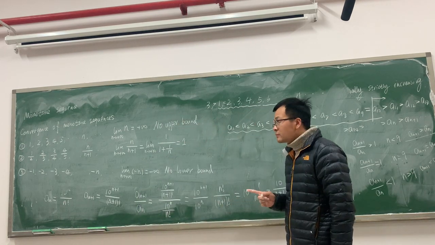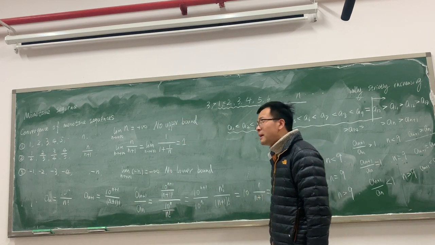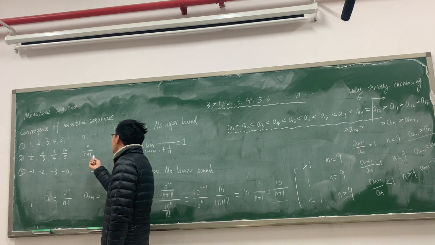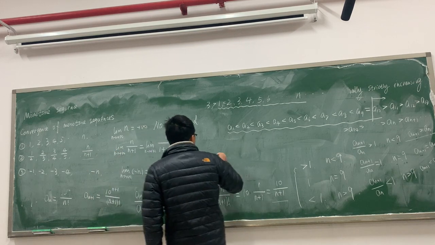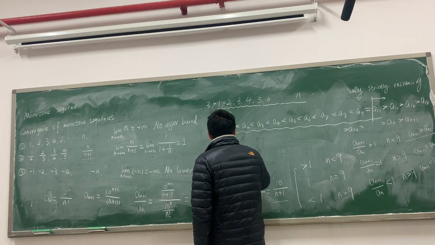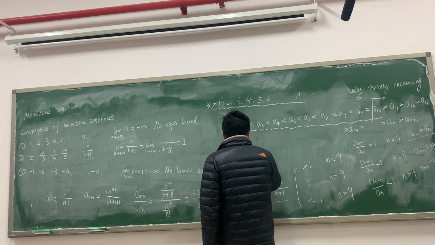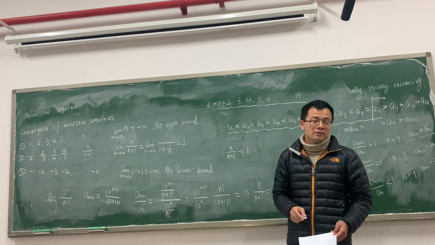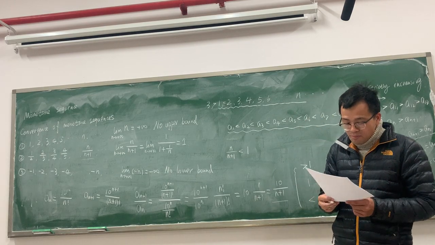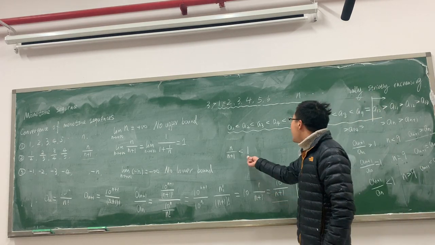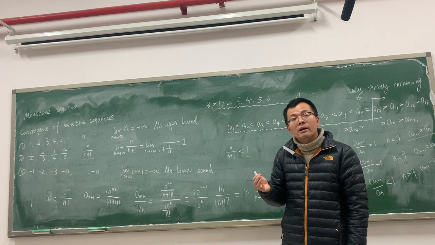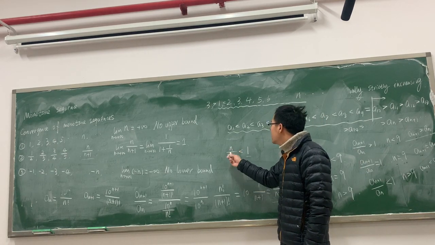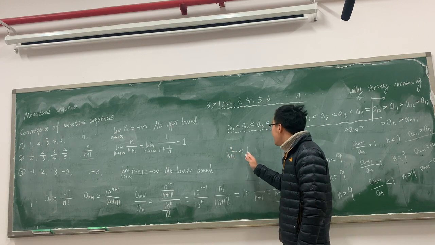And it's easy to see this part. This general term, n by n plus 1, is always less than 1. Yeah? It's always less than 1, so here means we have 1 as an upper bound, okay? Because for all n we have n by n plus 1 is less than 1.